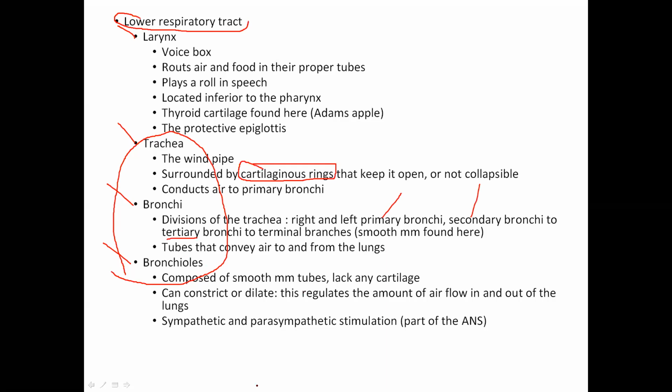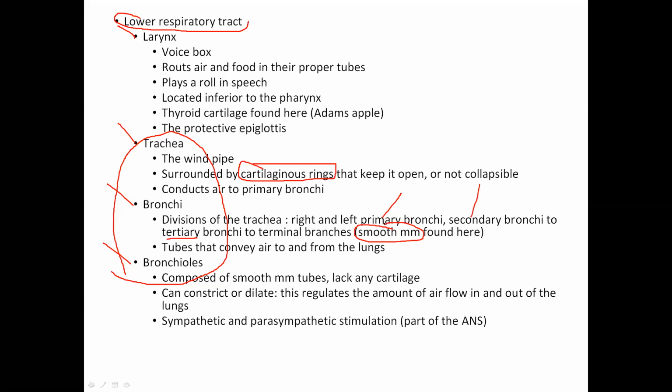We do find smooth muscle here, and that's important because the smooth muscle is what responds in asthma. If you have spasms and you have to use an inhaler, albuterol or whatever, it is important to know we do have muscle, and it can respond, sometimes not in your favor.